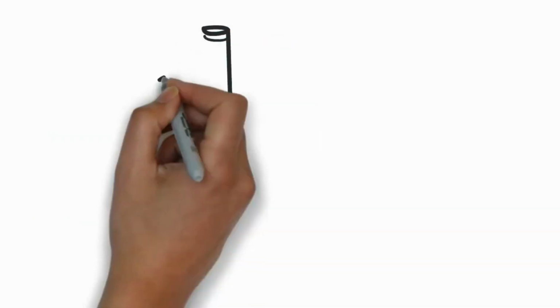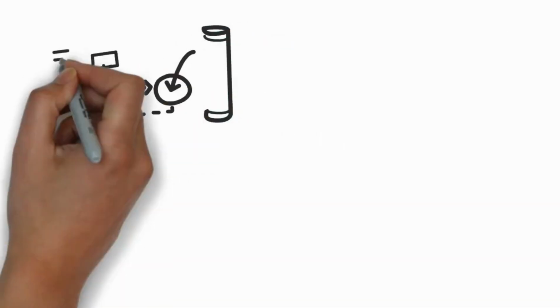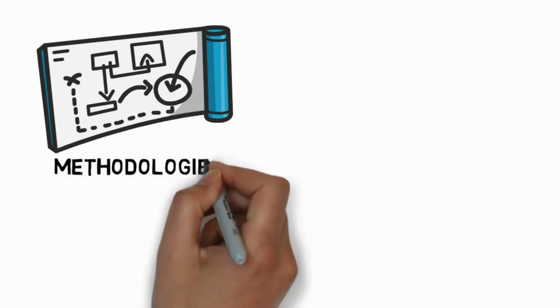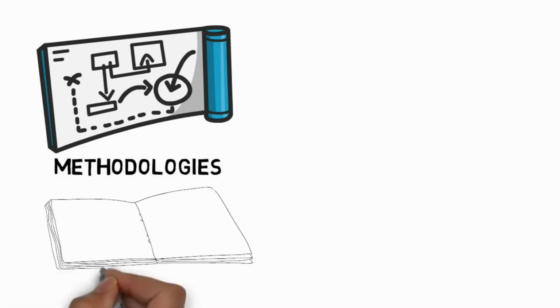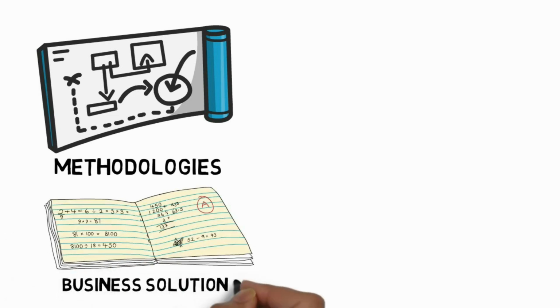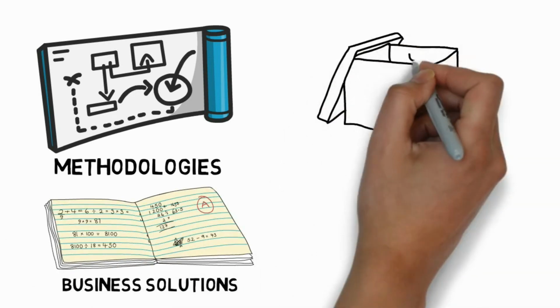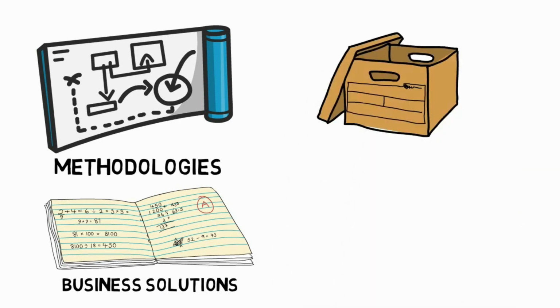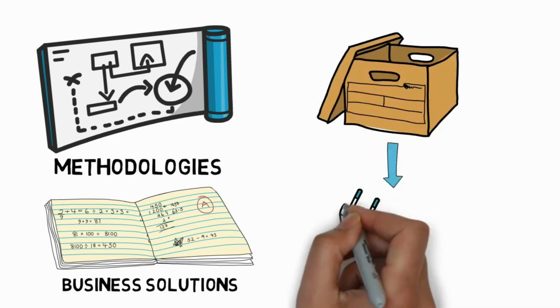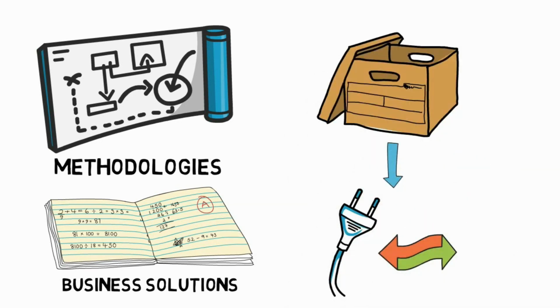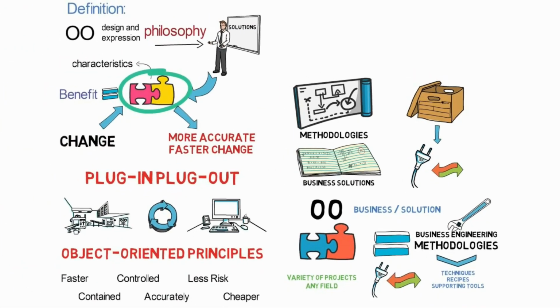In conclusion, object orientation is a necessity for the creation and implementation of effective methodologies, as well as the analysis and implementation of business solutions. An object-oriented approach also allows for pre-developed solutions to be harnessed in a plug-in, plug-out fashion for numerous projects. I hope this gives you a better idea of what object orientation is.